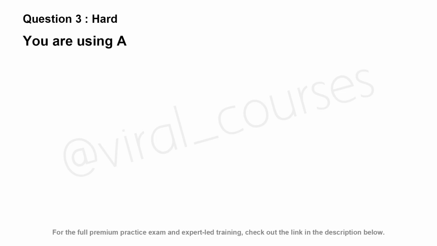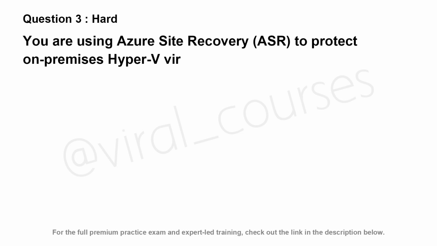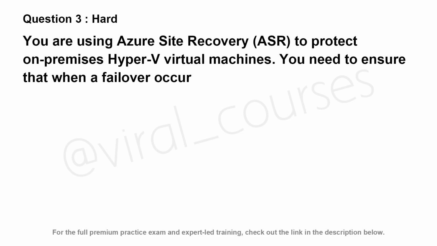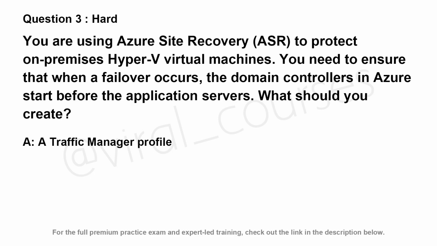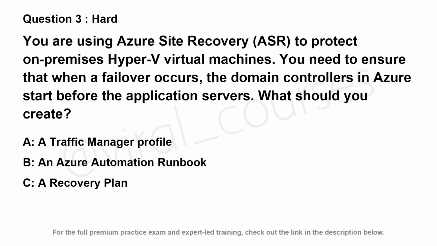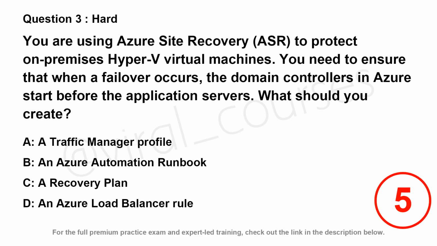You are using Azure Site Recovery (ASR) to protect on-premises Hyper-V virtual machines. You need to ensure that when a failover occurs, the domain controllers in Azure start before the application servers. What should you create? Option A. A Traffic Manager profile. Option B. An Azure Automation Runbook. Option C. A Recovery Plan. Option D. An Azure Load Balancer rule.